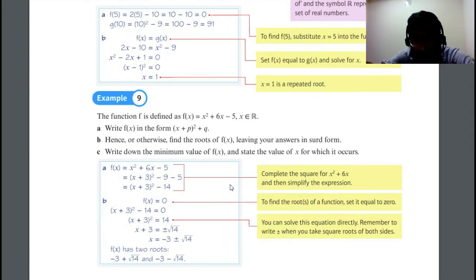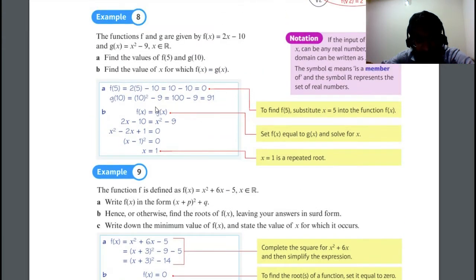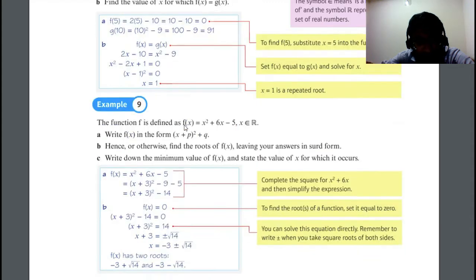Shall I go through the questions of these exercises, or is it simple? Let's see question 8. You have to find f of 5. Just g of 10, the function is given. Just replace the values with the value given.